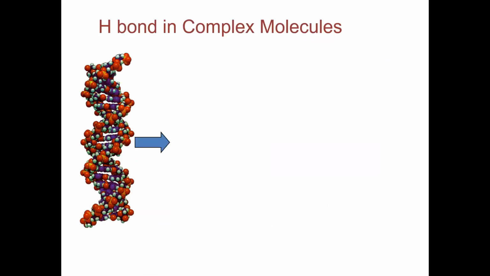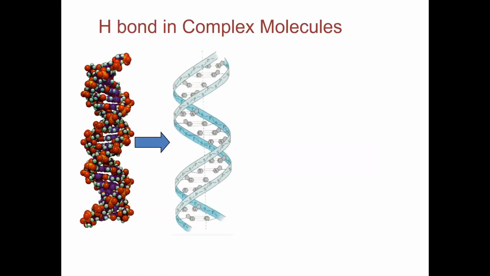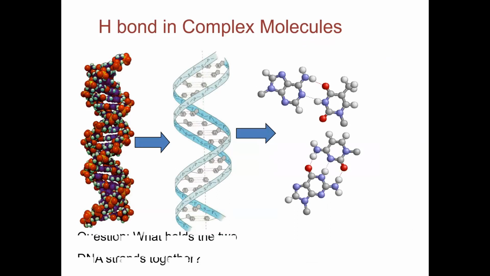Then in complex molecules like your DNA, we also have hydrogen bonds present. Your proteins and the amino acids are linked together by hydrogen bonds. So the strands of your DNA, the double helix, are linked together. These different bases, your adenine, guanine, thymine, cytosine, are all linked together by hydrogen bonding.